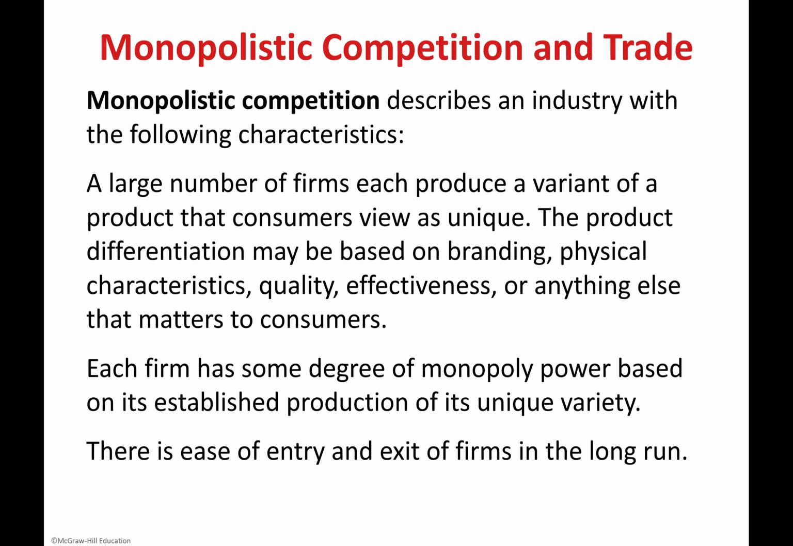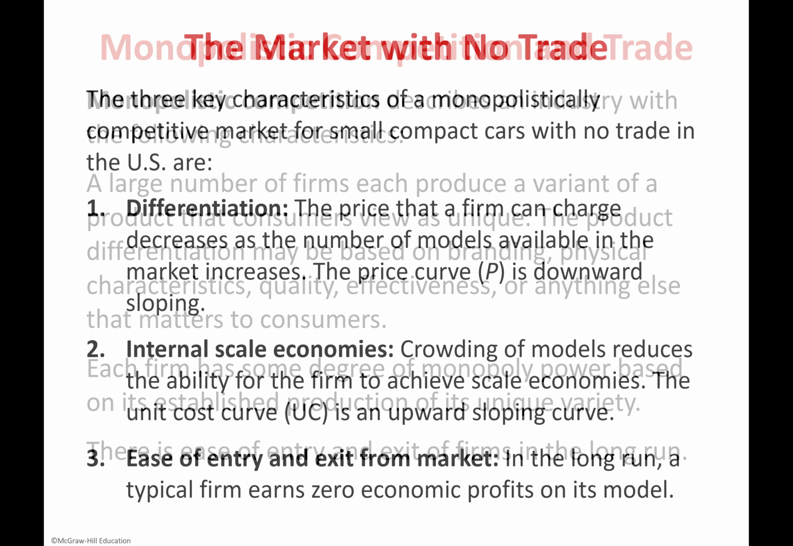So now we talk about what monopolistic competition is. It's where you have a large number of firms, each producing some kind of variant of a product that consumers view as unique. So these kinds of intermediate industry structures are what we usually think of as being part of the so-called Krugman model here. Each firm therefore has some degree of monopoly power based on its established production of its unique variety. And we assume that firms can come and go as they please, so they can enter and leave the industry fairly easily.